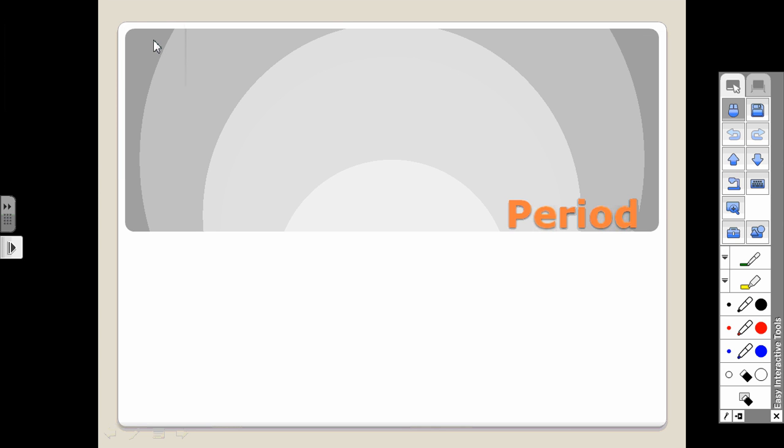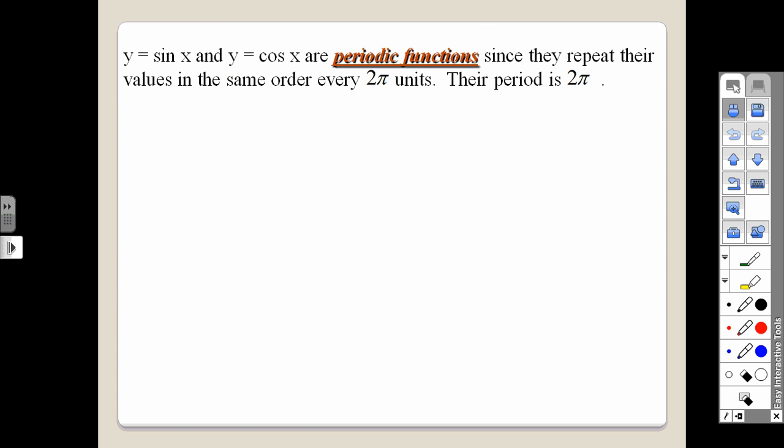Okay, so we are going to now talk about changing the period for some of our graphs, and what that would look like in the equation, and what that looks like for the actual graph. So first of all, let's talk about what periodic functions are. They're just functions that repeat their values in the same order every certain amount of units. So sine and cosine are considered periodic functions since they repeat their values in the same order after 2 pi radians. So we say that their period is 2 pi.